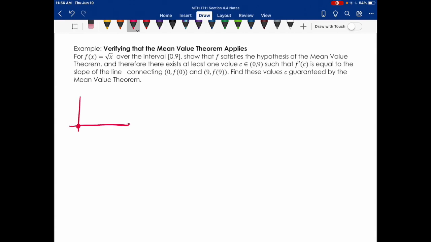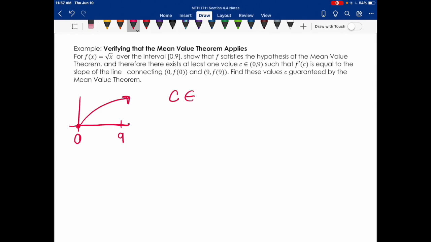Okay, so we know that the square root of x is continuous over the interval from 0 to 9, right? The square root of x has this kind of a shape. So from 0 to 9, we know it's continuous. There are no breaks, no holes, no jumps. There are no points or cusps that we have to worry about, so it's differentiable on the open interval from 0 to 9. And because of this, since it's continuous and differentiable, this satisfies the hypothesis requested by the mean value theorem.